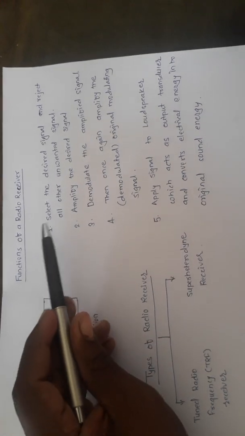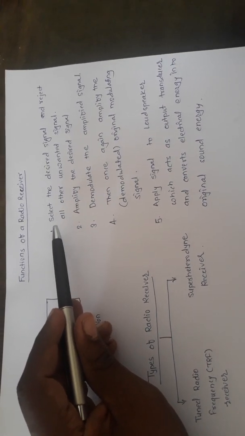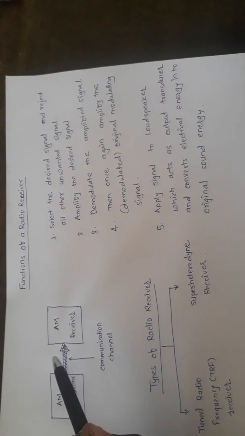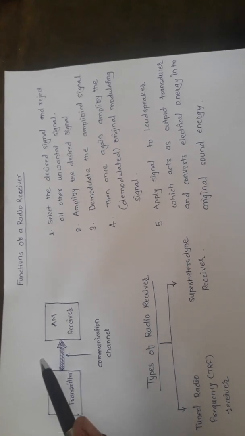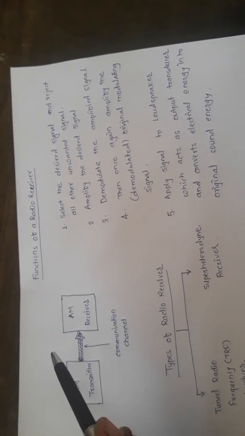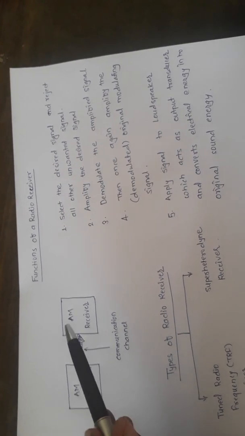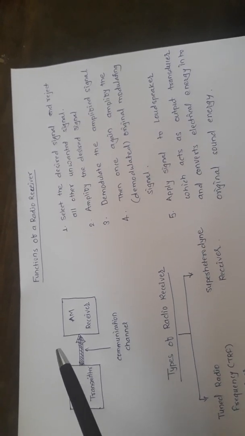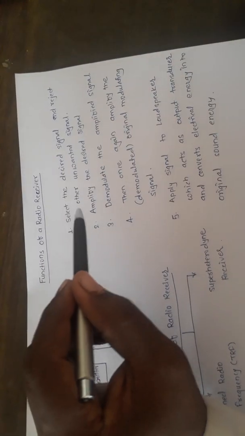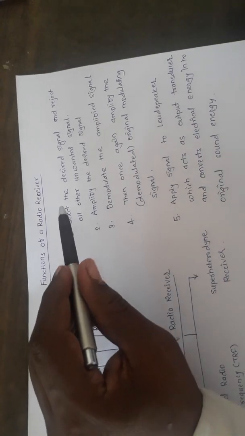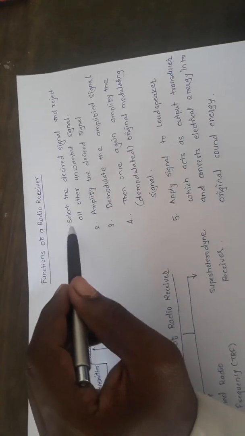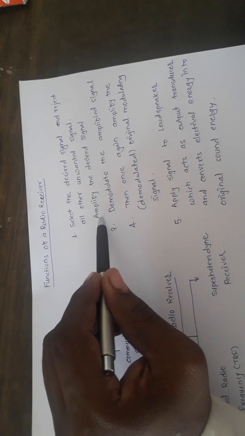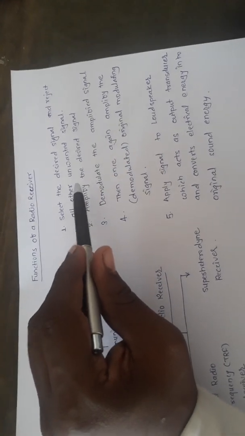Now, the second function. After selecting the desired signal, because of the long distance journey from the AM transmitter to the AM receiver, the signal becomes weak. If we want to regenerate the original modulating signal with the help of the AM radio receiver, the selected signal must be of strong amplitude. So we must amplify that selected signal. The second step is to amplify the desired signal.